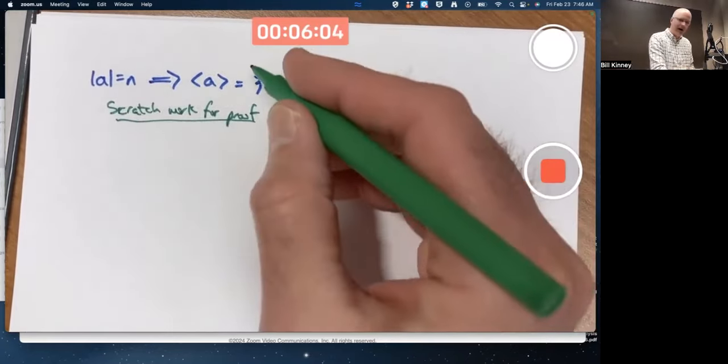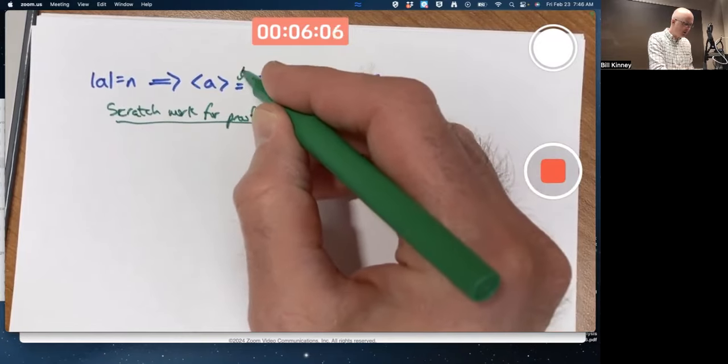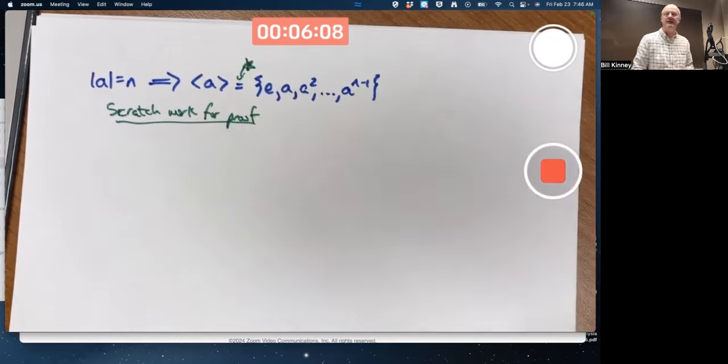What are we trying to show here? We're trying to show an equality between two sets, a set equality. So the question becomes, how do you show two sets are equal? It's a two-step process. You got two sets in general, A and B. You're trying to show they're equal. First step is to show A is a subset of B. Second step is to show B is a subset of A. Two-step process.